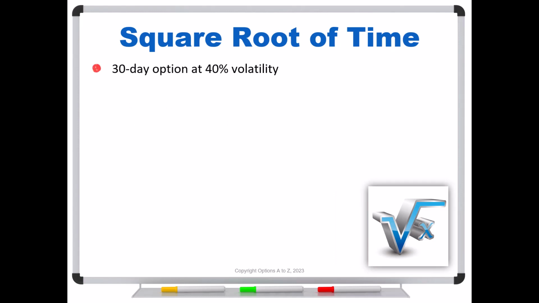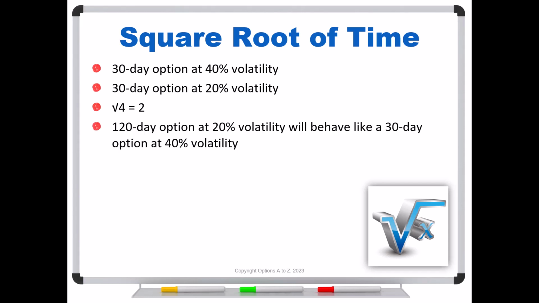So if we have a 30-day option at 40% volatility, and we also have a 30-day option at 20% volatility, how can we make these equal? Well, remember, I can't just double the volatility and say, well, 2 times 20% is 40%, because there's this square root connection. We have to realize it's the square root of 4 that gives us 2 times the volatility. So if we take the 30-day option and multiply it by 4, that means that a 120-day option at 20% volatility will behave like a 30-day option at 40% volatility, at least in most categories.